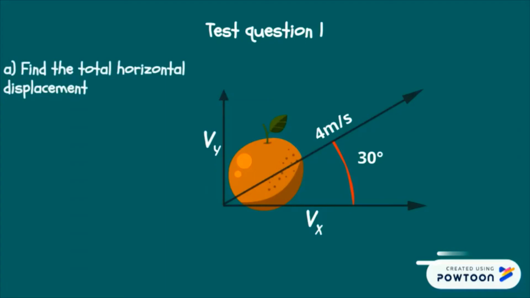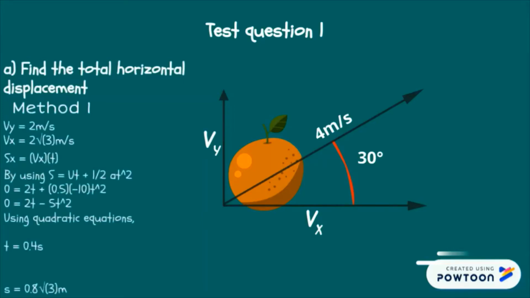Let's use the previous example of the man kicking the orange for our first question. We're tasked to find the total horizontal displacement of the orange. The first method we can use to tackle this question would be by using the four kinematics equations. Using S equals ut plus half at squared, we can sub in the vertical displacement of the orange to be 0, as the orange would stop moving when it lands. And since it's on the ground, its vertical displacement is considered to be 0.